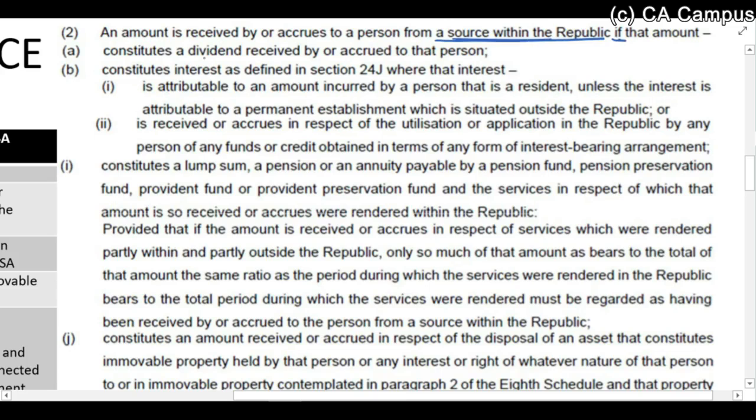A, it constitutes a dividend received by or accrued to that person. Now, you see here, they don't say South African dividend or foreign dividend. The reason why they don't is because if you go and look at the definition of the word dividend in Section 1, that refers to South African dividends only. So the South African dividends for now is basically if it's paid by a South African company.